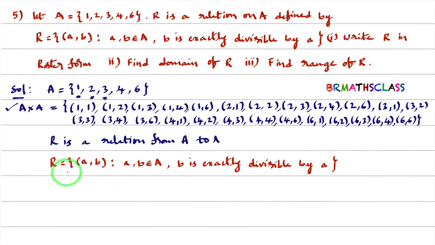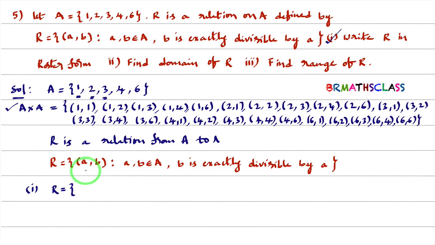A and B both are there in set A. And they are given that B is exactly divisible by A. This B is exactly divisible by A. Now you observe what they are asking in the first bit: write R in roster form. We need to write this relation in roster form.